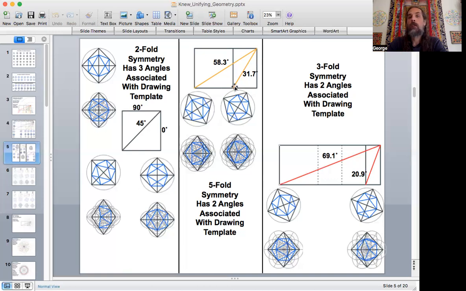These are the angles that the form is rotating. As you can see, this angle right here, 31.7, is the same angle right here that the octahedron is rotated. And the angle that is now 58.3 is the same as this angle right here. That's how much the octahedron is rotated from 0. So these are all going to produce these fivefold patterns.